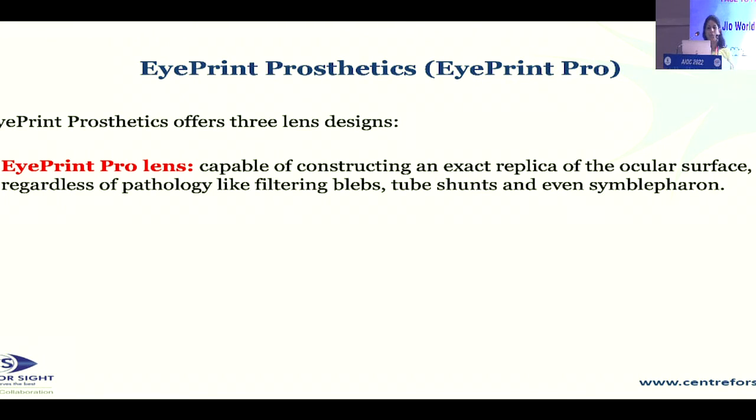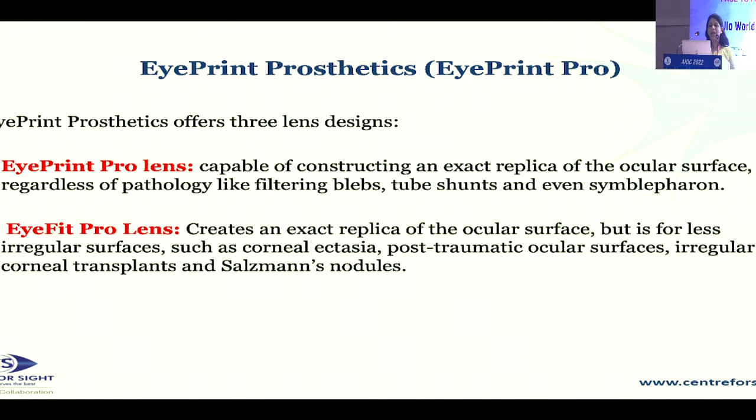Eyeprint Pro is the lens which is the exact replica of your ocular surface, and it works wonderfully well with a very diseased ocular surface, whether you have a filtering bleb, any nodular degeneration, a shunt, and even symblepharon. The second lens is the iFit Pro lens, which creates an exact replica, but it is recommended for a less diseased ocular surface, like post-traumatic ocular surfaces, irregular corneal transplants, and small Salzmann nodular degenerations.